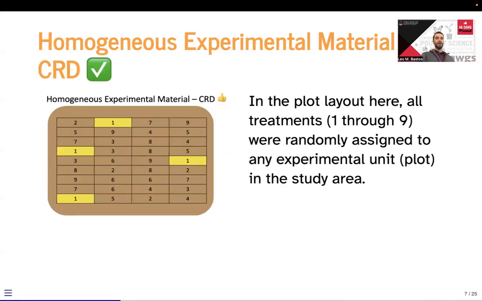So then we had this example here with 9 treatment combinations, just highlighting treatment 1 and how we had treatment 1 happening twice in the first column and not happening at all in the third column. And that's okay because we're assuming our material is homogeneous.